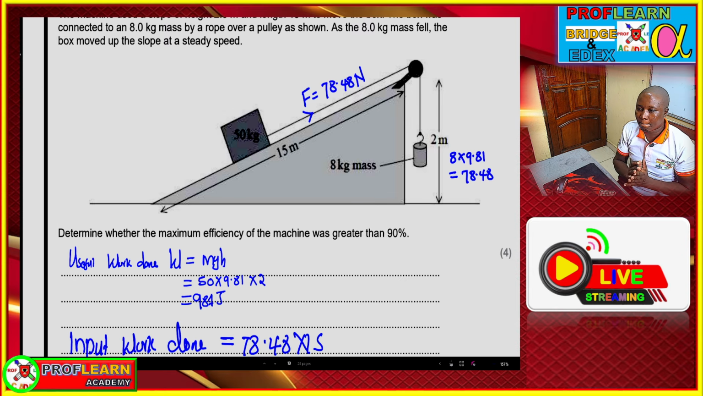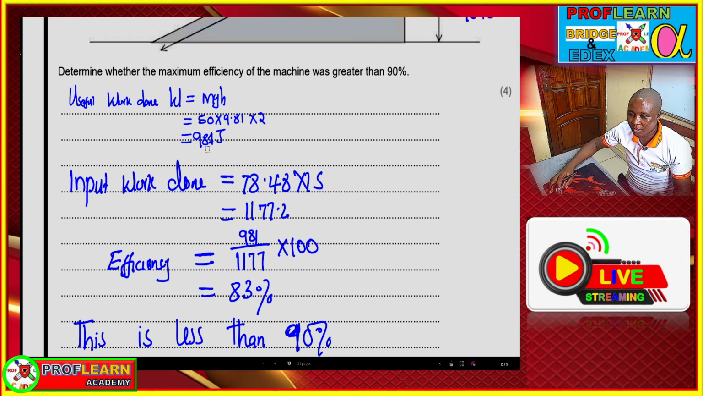So you realize that the useful form of energy in this particular question is converting that energy to gravitational potential energy. So useful work done is equal to mgh, which is the mass of the object that is being brought up the inclined plane times the height to which it is going to rise. If you work it out, you're going to get mgh to be 9881 joules.